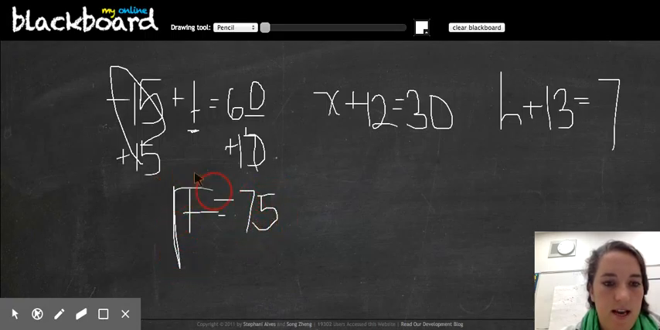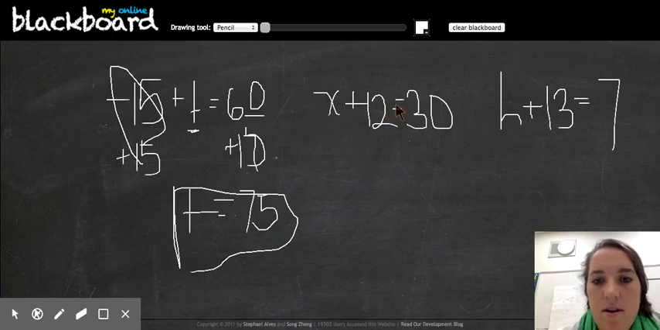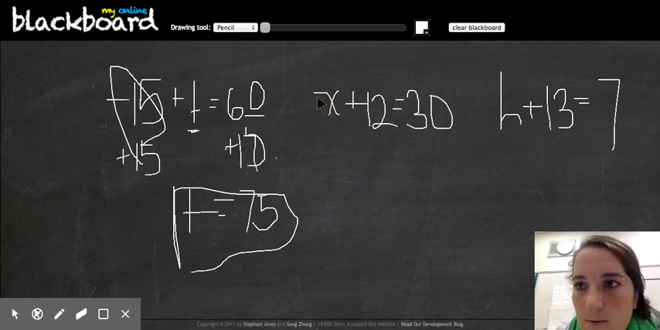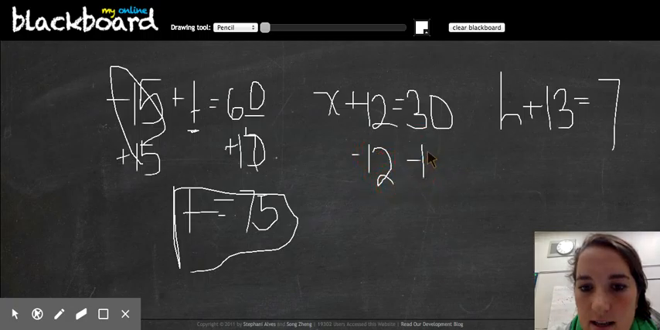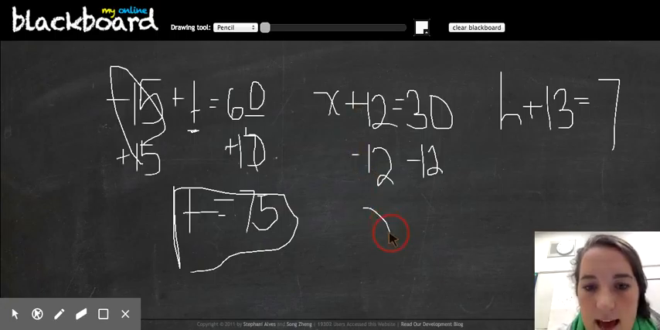So t equals 75. For this next one, I'm trying to get rid of this 12. How can I get rid of that 12? I can do minus 12 on both sides. 30 minus 12, on this side, I'll be left just with x. And then 30 minus 12 is what? 28.